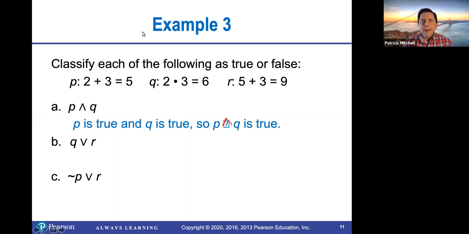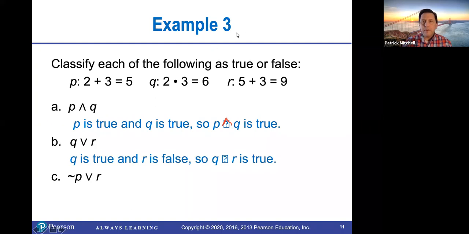Okay. All right, next, letter B, Q or R. So remember, statement Q is true, statement R is false. However, this is a disjunction. The only time a disjunction is false is when both parts of it are false. So this statement right here, Q or R, that is a true statement. And I missed that one also. I really did think I caught all of these.